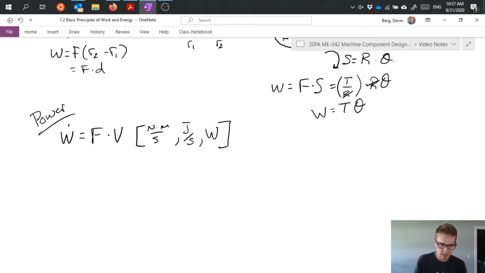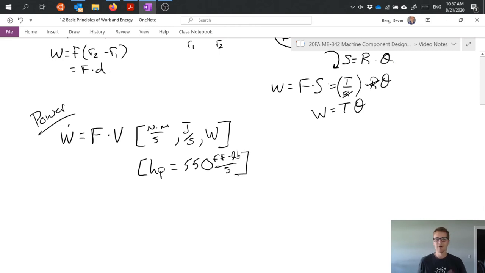As you've probably encountered many times before, American engineering units are a little funnier to work with. So in this case, we're talking about 550 foot-pounds per second. So they're not as nice, you know, it's not powers of 10 and all that.